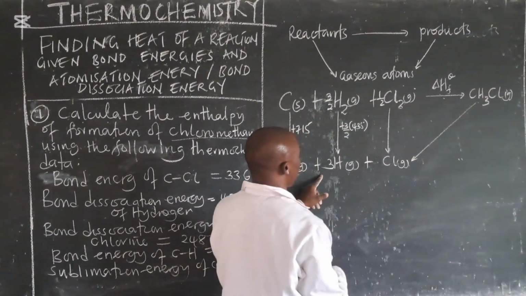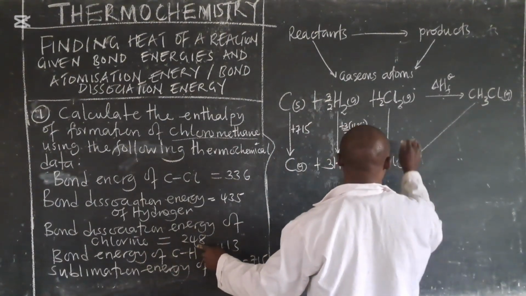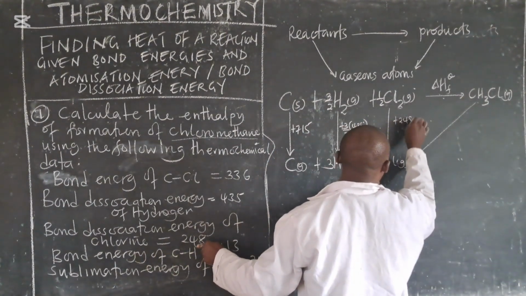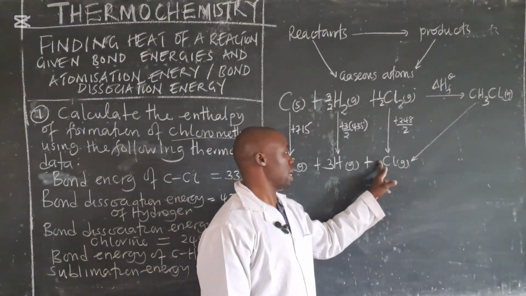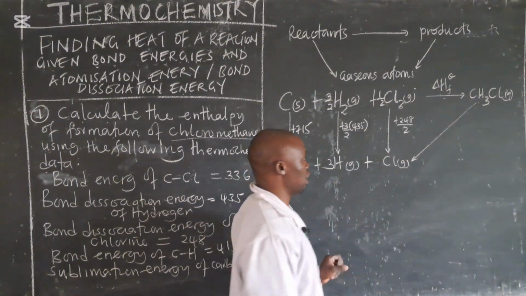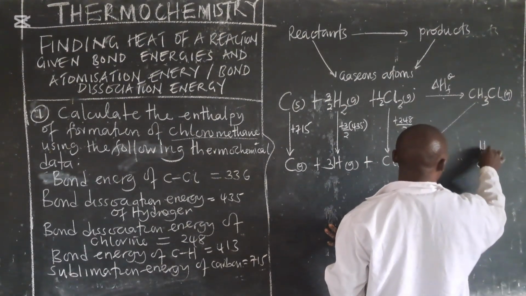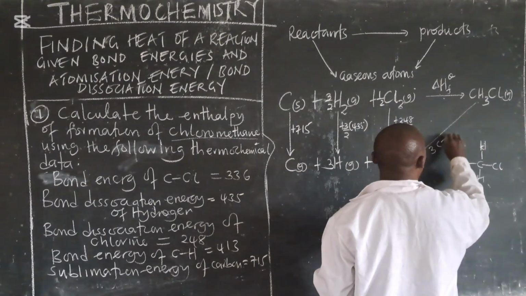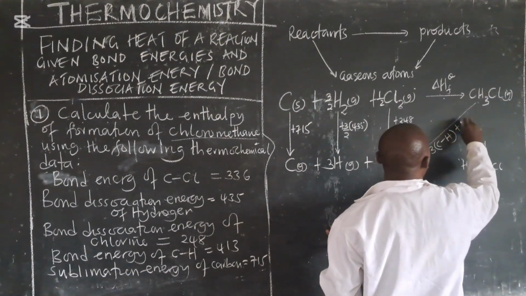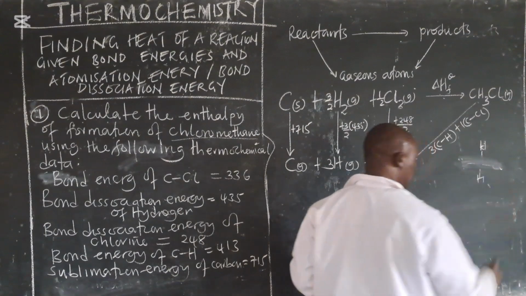Then for chlorine, bond dissociation energy of chlorine is 248, but divide it by 2 to make it atomization. Then look at the moles here. I have 1 mole, so it is kept like that. So how many bonds in chloromethane? Chloromethane has 3 carbon hydrogen bonds, then 1 carbon chlorine bond, which is this bond here. So that's it.